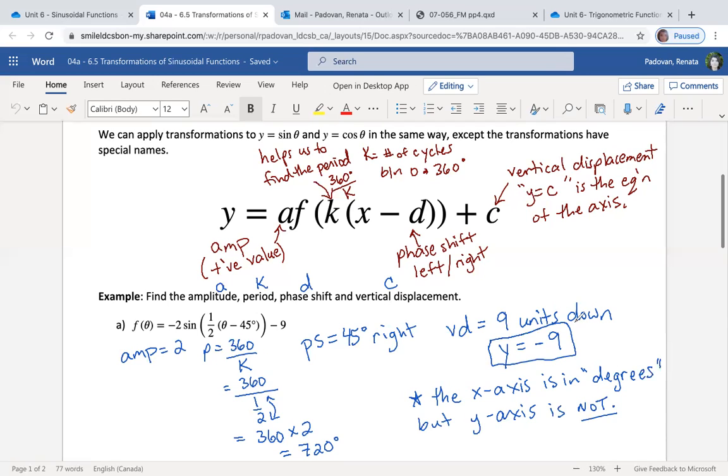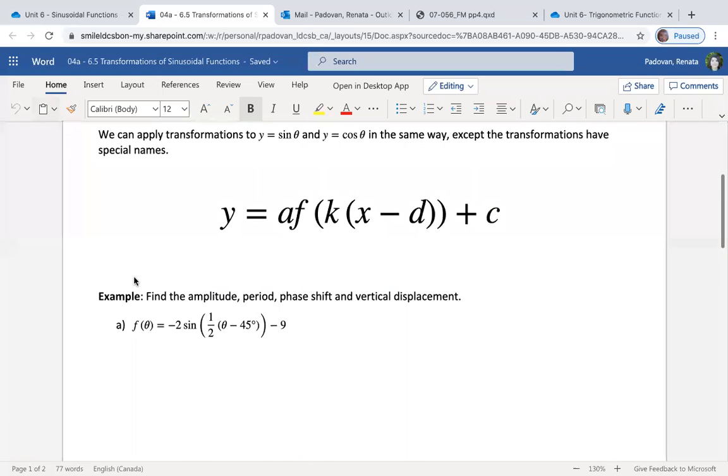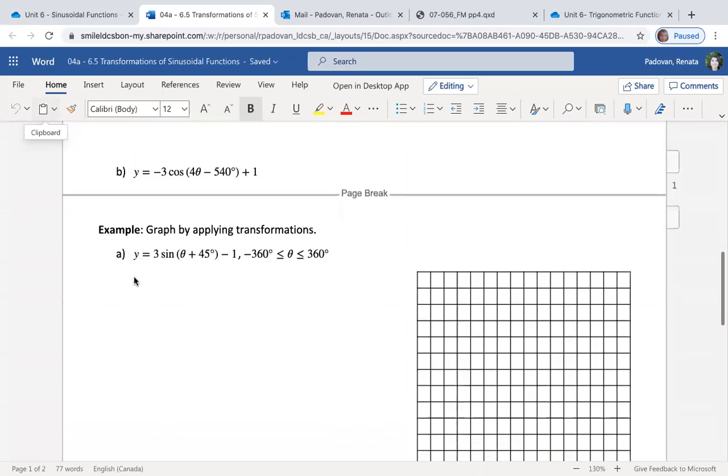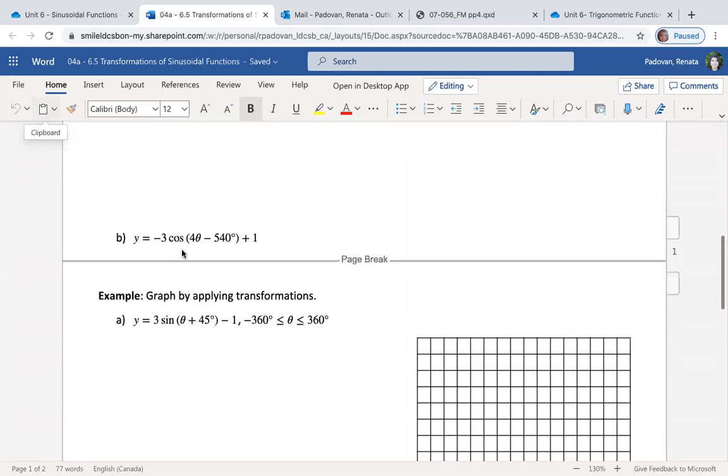Okay, let's try another example here just to get some more practice with the same thing. Find the amplitude, period, phase shift, and vertical displacement. Let me just move this up. I'm going to leave some room up above because I don't have a lot of room here. Okay, so you can see here that my amplitude is never going to be negative. So my amplitude is going to be 3.